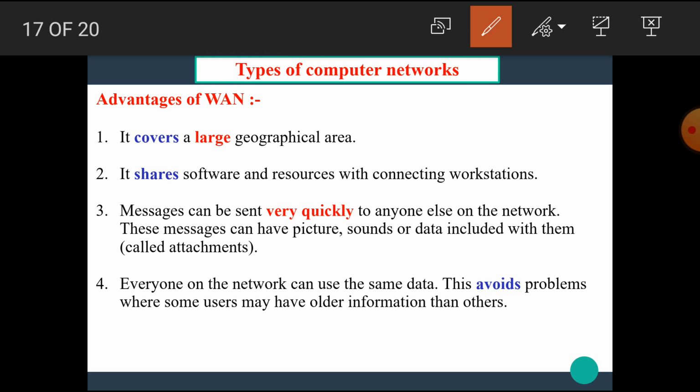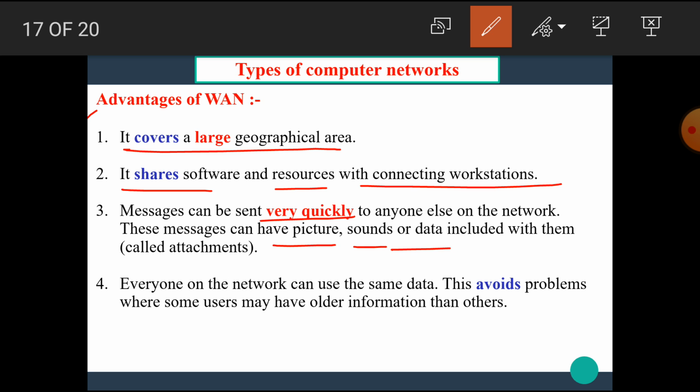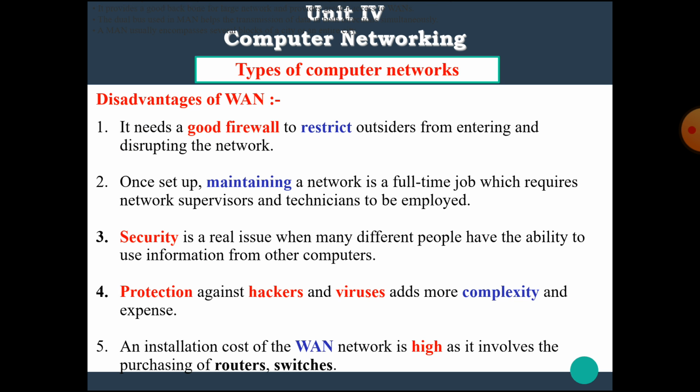Now let's see the advantages of the WAN. It covers a large geographical area. It shares software and resources with connecting workstations. Messages can be sent very quickly to anyone else on the network. These messages can have pictures, sound, and data included with them, called attachments. Everyone on the network can use the same data. This avoids the problem where some users may have older information than others.